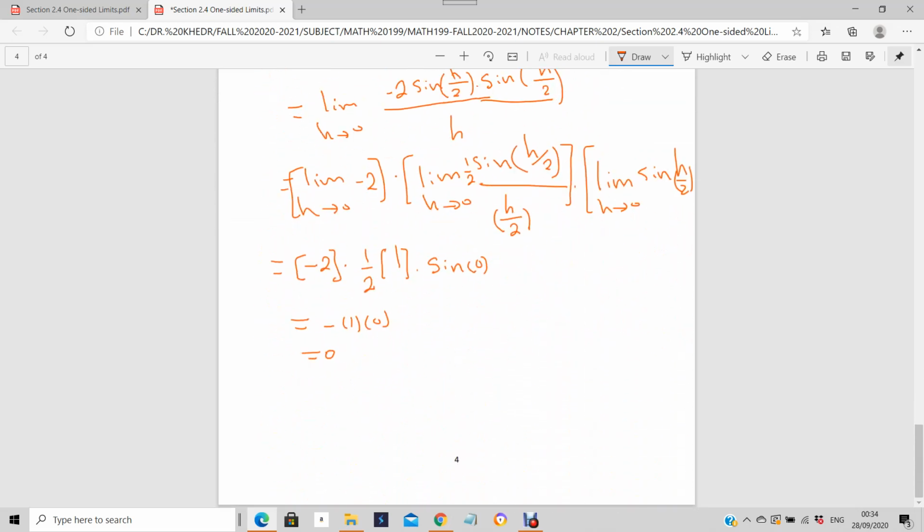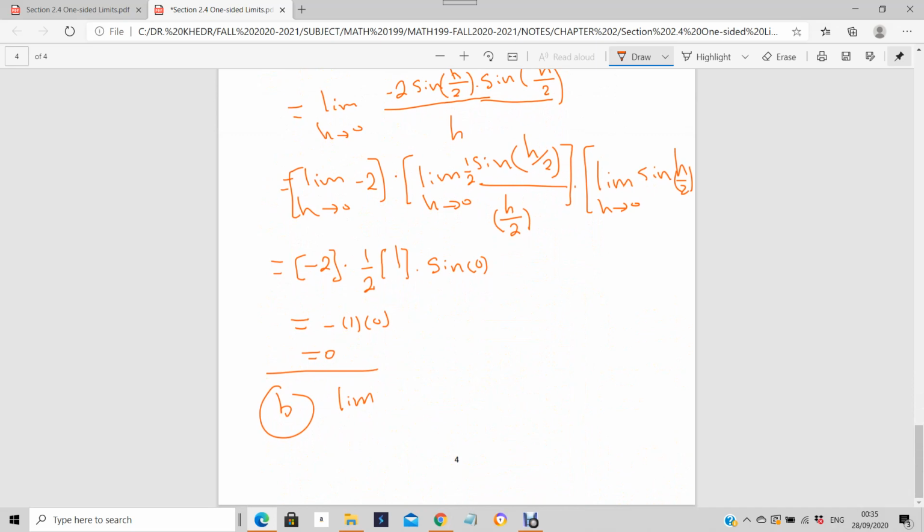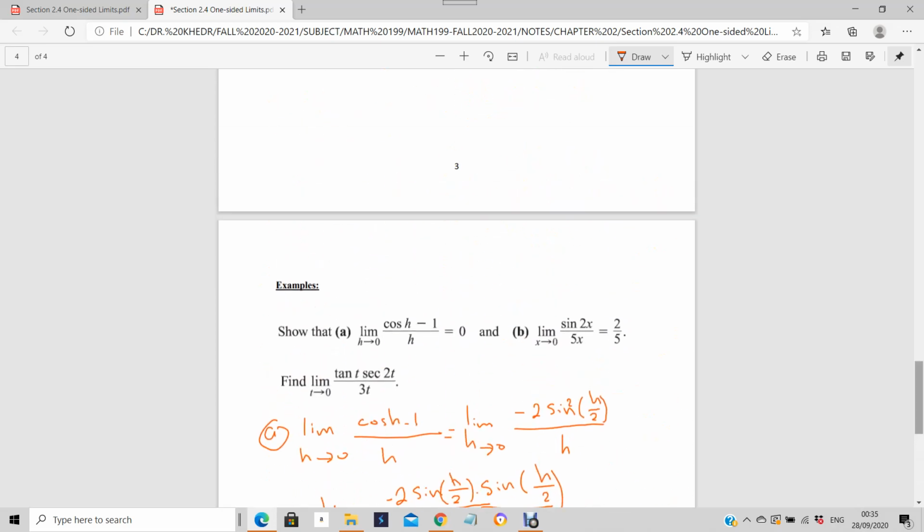Now for example P, this is a very simple one. We need to find the limit of this function, which is sine 2x over 5x. Sine 2x, 2x is inside the sine, over 5x as x goes to 0. And we want to show that this limit is equivalent to 2 over 5, right? Is it? Yes, 2 over 5.